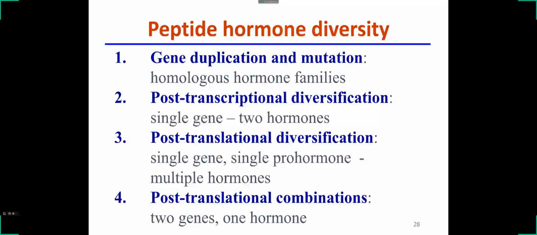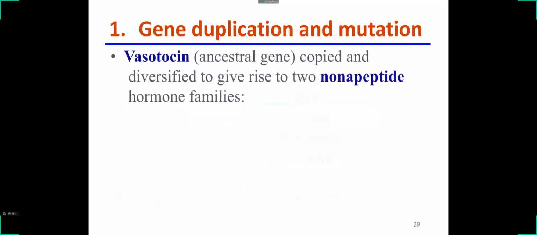Now, I'm going to step through the next few slides and give examples of each of these, and demonstrate why peptide hormones are, I think, so cool and why we have so many of these different peptide hormones. So first, gene duplication and mutation. Here's an example of an ancestral gene called Vasopressin, and it's been copied and diversified to give rise to two peptide hormone families. These are the Vasopressin family and the Oxytocin family, okay?